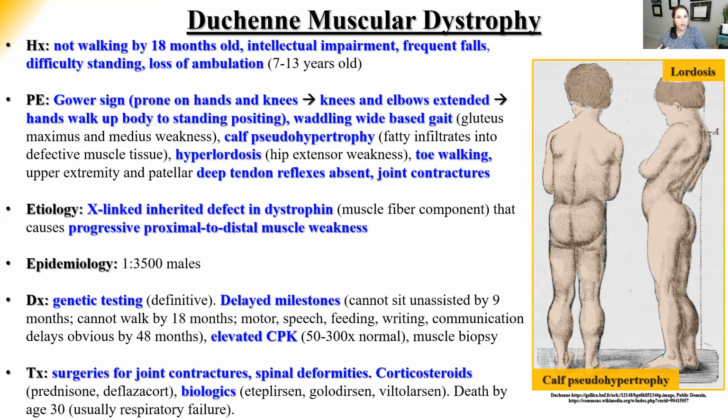Treatment for this is we're trying to prolong and make them have a better quality of life. So surgeries for joint contractures, spinal deformities, we want to fix those for them. Corticosteroids and some biologic medications, some limited biologic medications. Death usually occurs by about age 30 because of respiratory failure from the diaphragm.